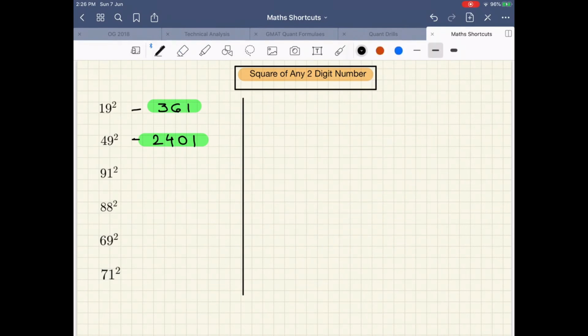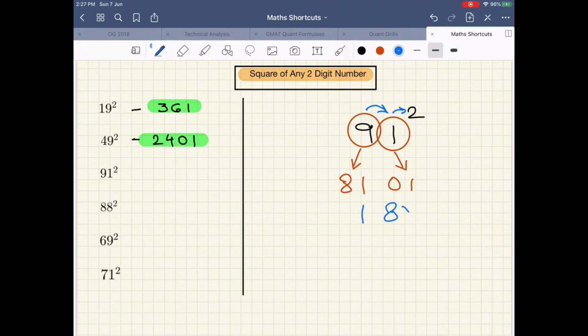The next question, 91 square. So 9 square is 81, 1 square 01, then we have 9 1s are 9, 9 2s are 18, x. So adding we get 1, 8, 2, 8. So 8281.